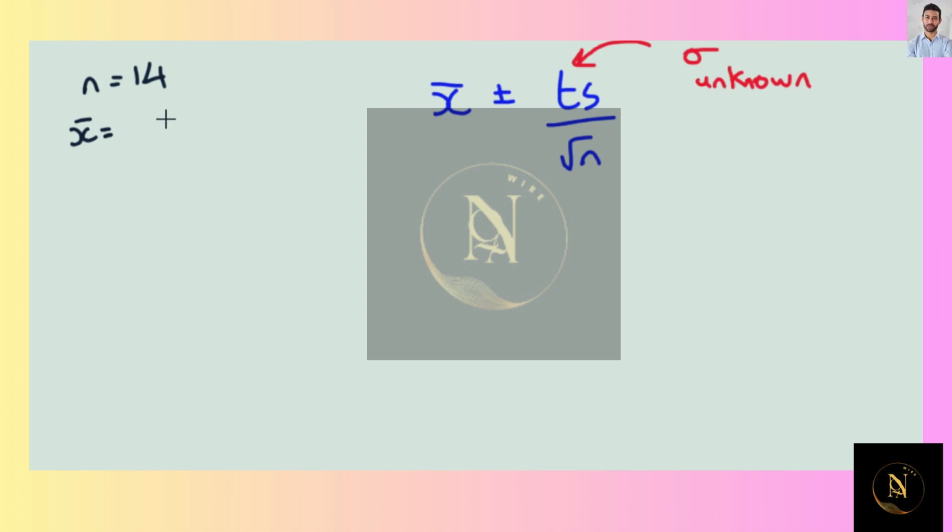To find x bar, you take each value, add them up, and divide by the total. If I add these up, I get 229. I'll just leave this as 229 over 14.